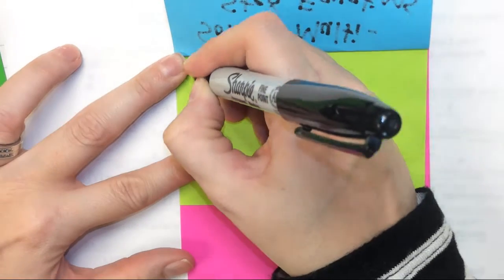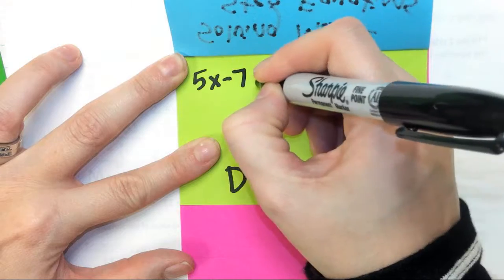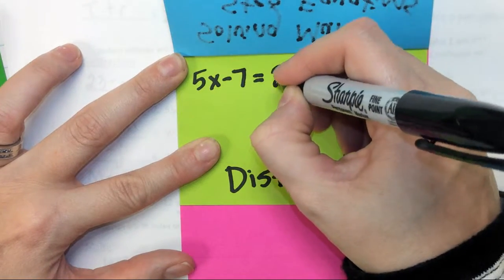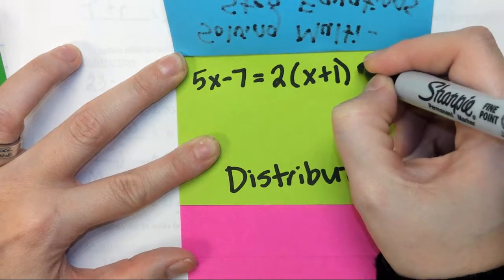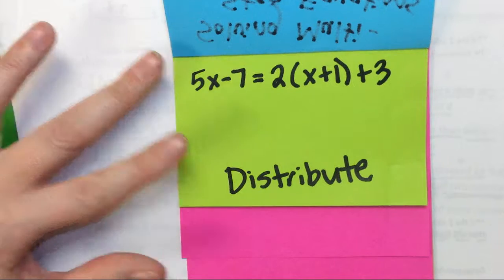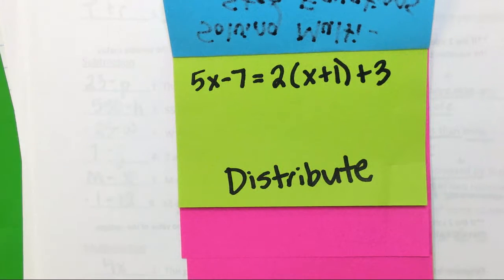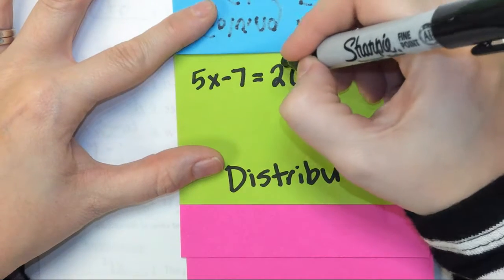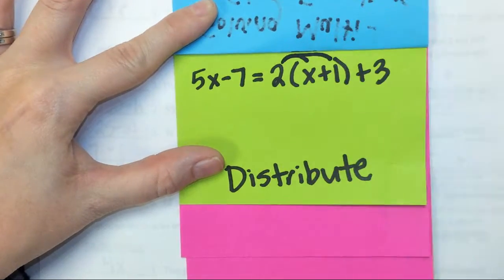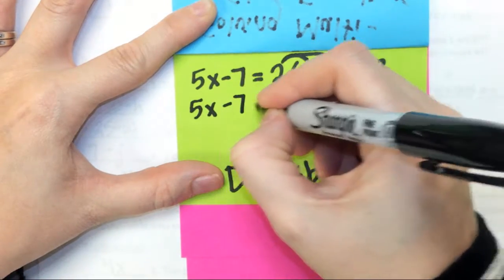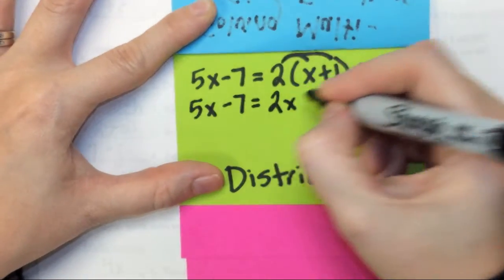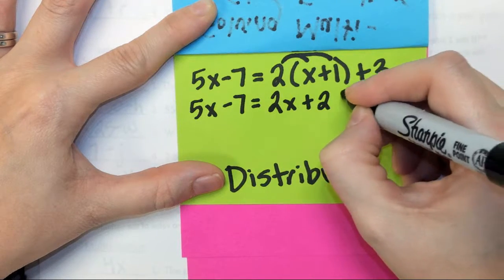is 5x minus 7 equals 2 times (x plus 1), plus 3. So as you can see right here, we need to do the distributive property on the right side of the equation. We're going to do 2 times x and 2 times 1. So I have 5x minus 7 equals 2x plus 2 plus 3.